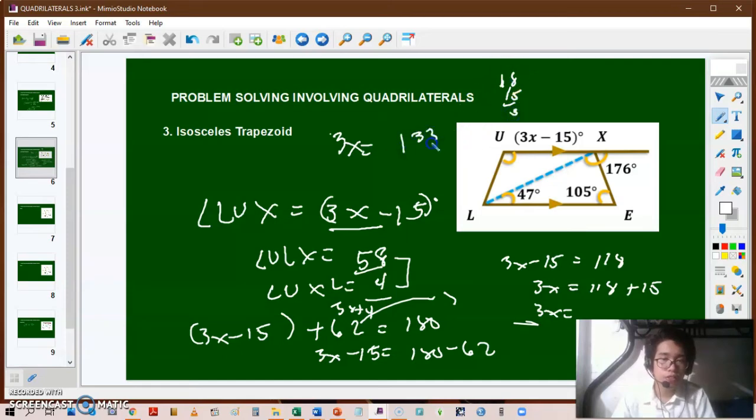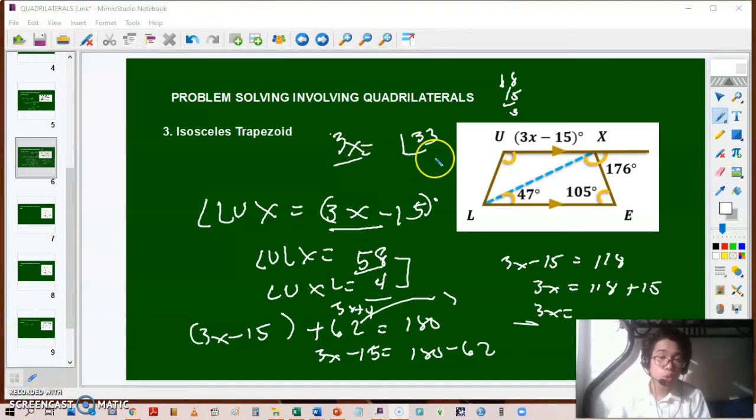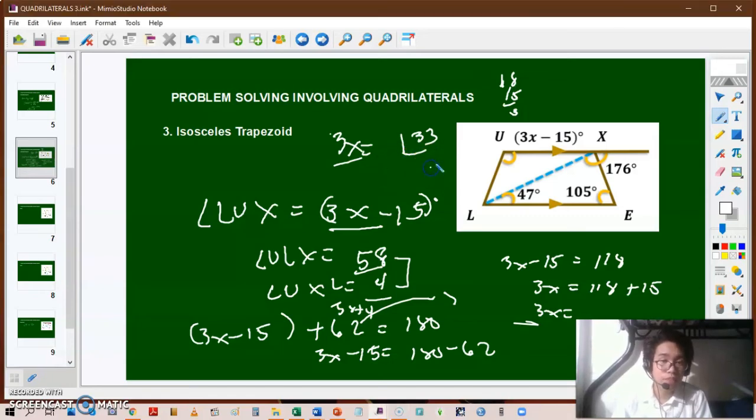Okay, 3x is equal to 133. So 3x is equal to 133, and if you divide that by 3, you get x is equal to 133 over 3, or that's going to be 44.33. Okay, so we found the value of x.